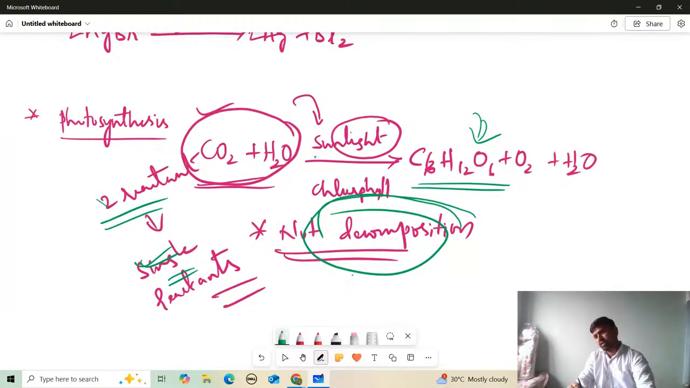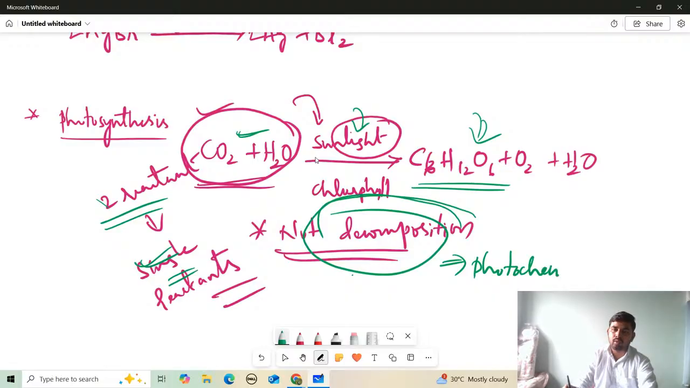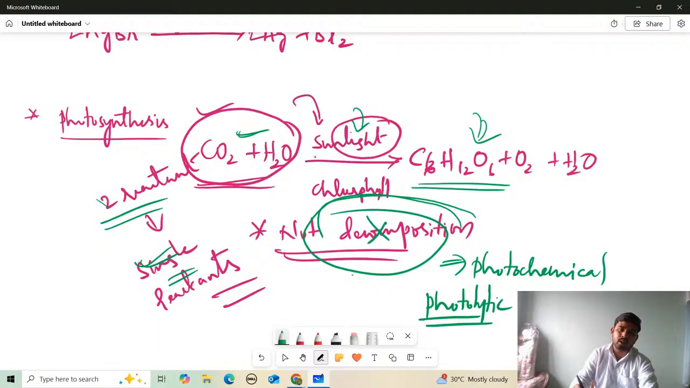Anyway, this reaction is taking place in sunlight, but how many reactants are there? Two reactants are there. That's why it is not decomposition. We can say it is a photochemical or photolytic reaction, but not decomposition. Just remember that.